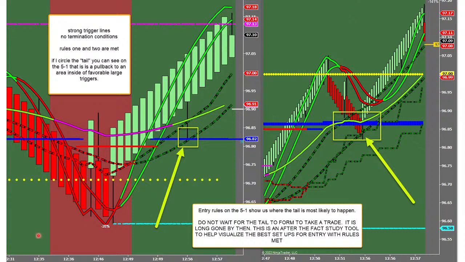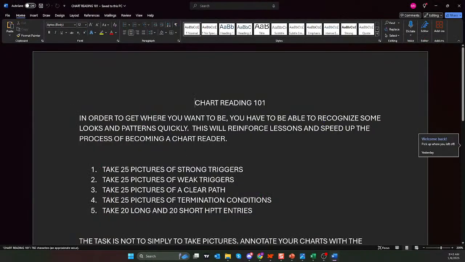The easiest way to get to where you want to be and to get there quickly isn't necessarily taking trades in the beginning, it's taking pictures. So I've created this chart reading 101 because you've got to recognize momentum, you've got to understand clear path, and you've got to be able to pinpoint your entry. This is going to get you where you want to be the absolute fastest, guys. And it's a little bit of that 4-letter word.